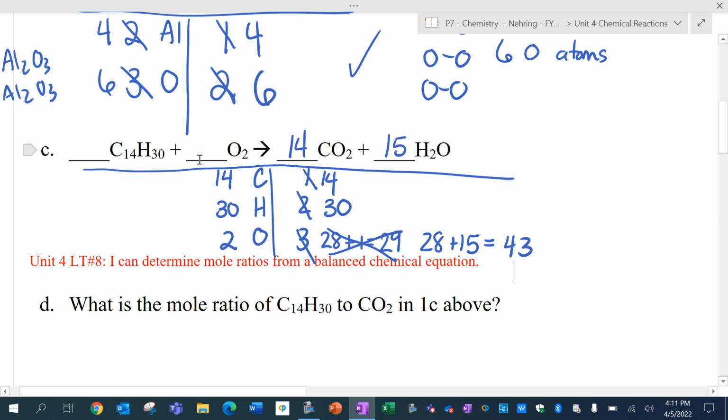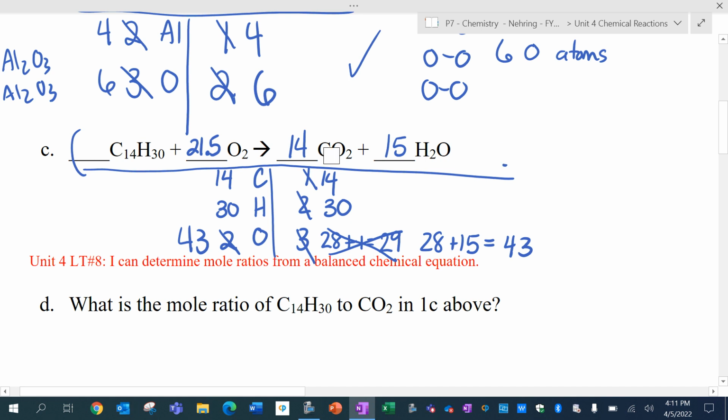So what number times 2 would give me 43? Well, 43 divided by 2 is 21.5. So if this number could be a 21.5, then I would have 43 oxygens on the left and the right, and I would be balanced. But I can't have half of an oxygen, so I can't just leave it like this as a decimal. So if you find yourself in this situation, what you're going to do is multiply everything by 2. Multiply the whole thing by 2.